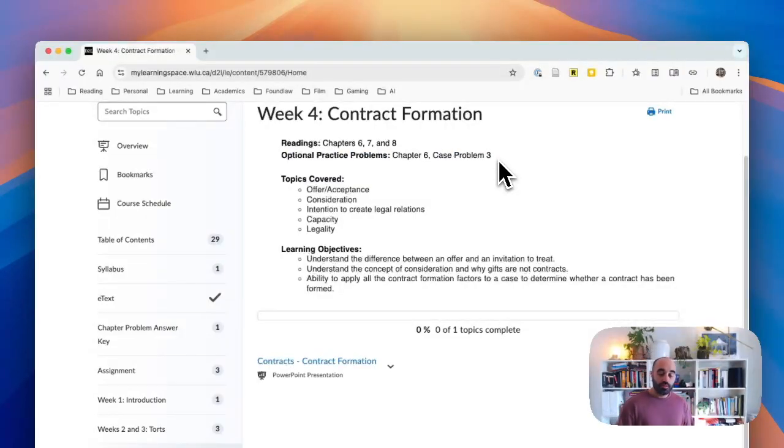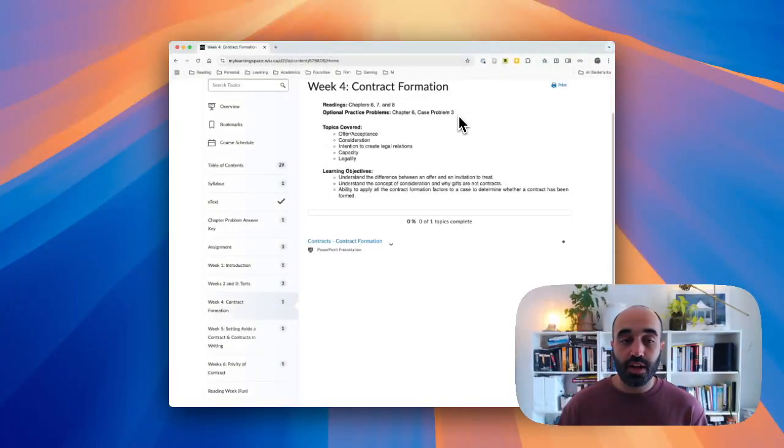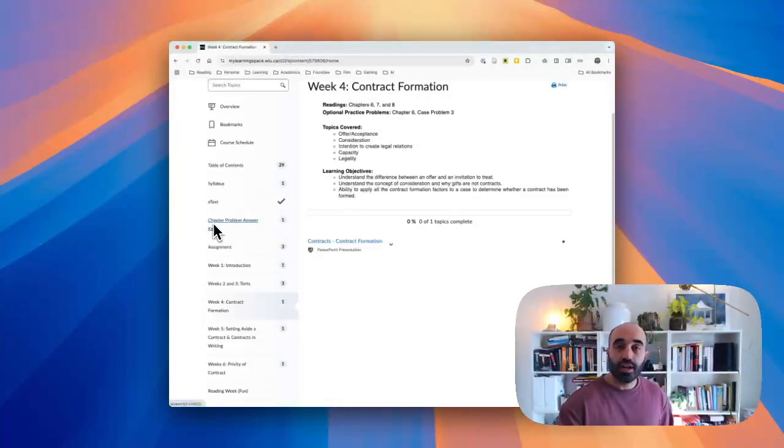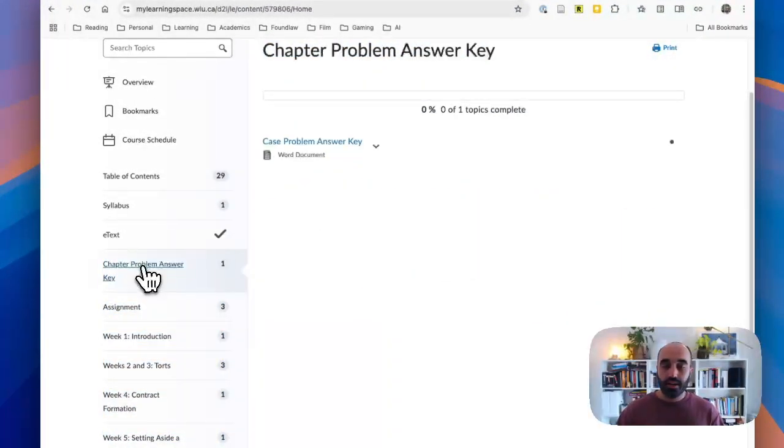And these are specific problems that I've pulled out of the textbook that best exemplify the types of things that we are likely to examine you on because, again, they are the most important things we want you to take out of this course. In addition to that, we've provided an answer key. So if you scroll up here, you'll see it over here, chapter problem answer key, and you click that link and you click here.